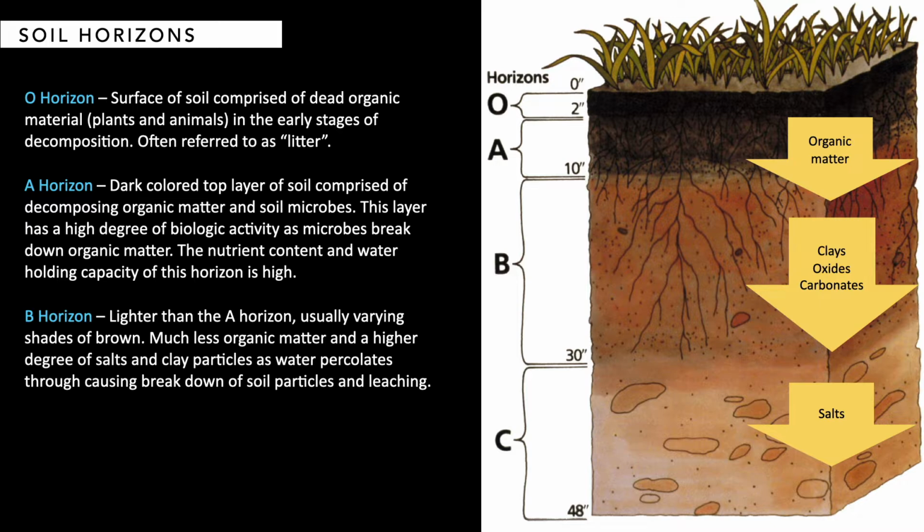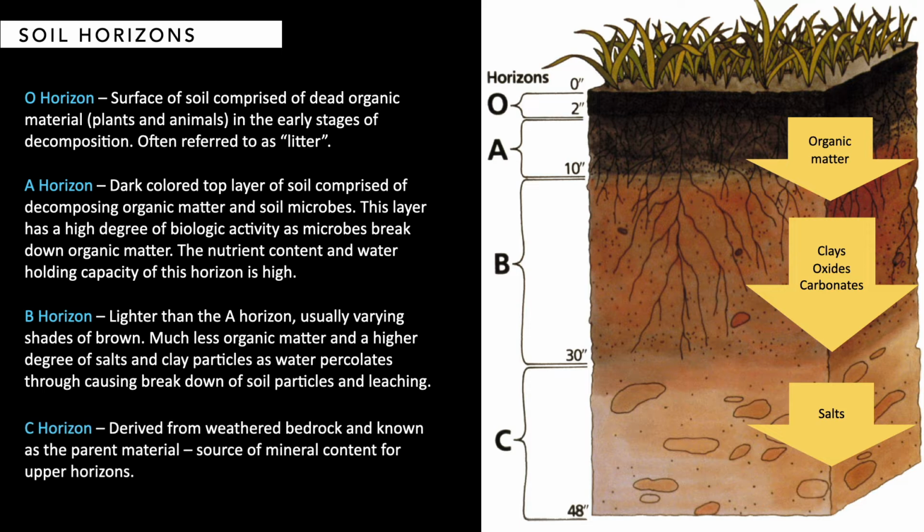The B horizon is the layer that's lighter than the A horizon, usually with different shades of brown. There's much less organic matter and a higher degree of salts and clay particles as water filters through, causing the breakdown of soil particles and leaching. And the C horizon is derived from weathered bedrock and is known as the parent material. This provides a source of mineral content for the upper horizons.